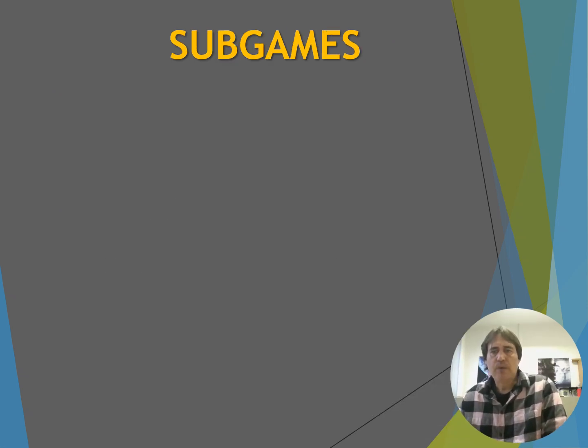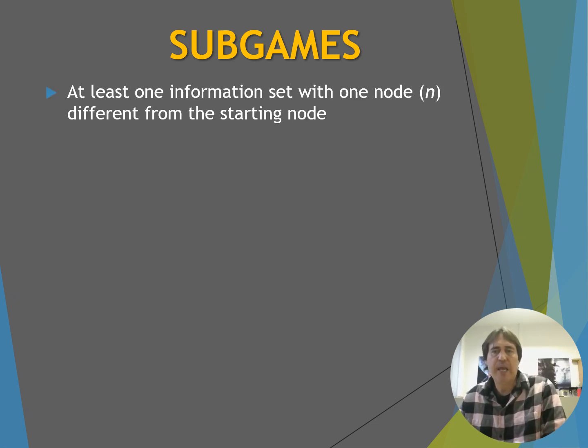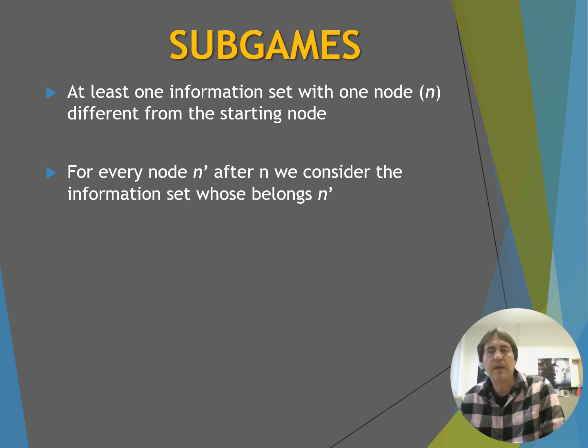Let's now introduce our new concept related to dynamic games. For this, consider a game in extensive form with at least one single-node information set. Let's call the corresponding node n, and note it must be different from the starting node. Now consider, for every node n prime that follows n, the information set to which n prime belongs. If all the nodes included in that set also follow n, we can say that the part of the game tree that comes after n is a subgame.